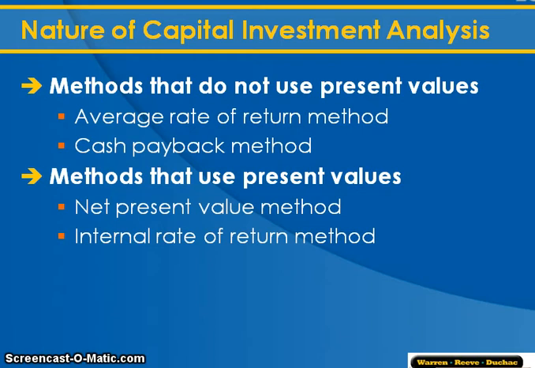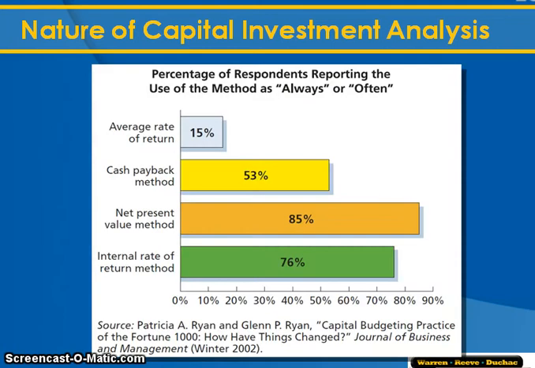The methods that are not going to use present value are the average rate of return method and the cash payback method, and the ones that do use present value are the net present value method and the internal rate of return method. With that, let's look at how that lays out here.